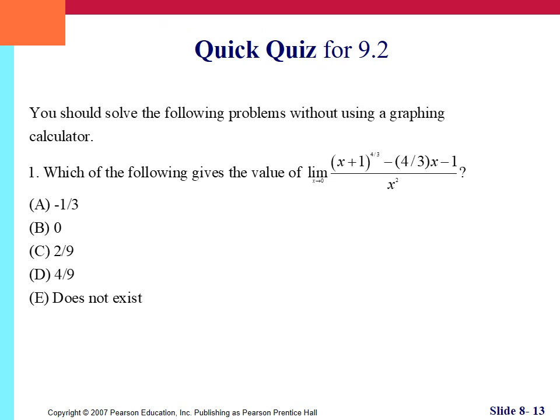Okay, here are 2 quiz questions for you to try from section 9.2. You should solve the following problems without using a graphing calculator. Which of the following gives the value of the limit of (x plus 1) to the power of 4/3 minus 4/3 times x minus 1, divided by x squared, as x goes to 0? Try to plug in x equal to 0 in both the numerator and the denominator, identify which indeterminate form it is, and then apply L'Hopital's rule and try to identify which one of these 5 choices gives you the correct answer.